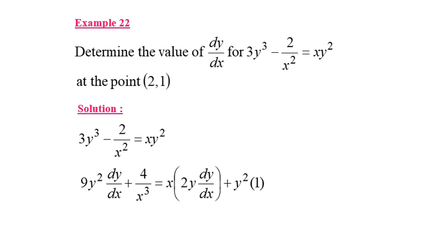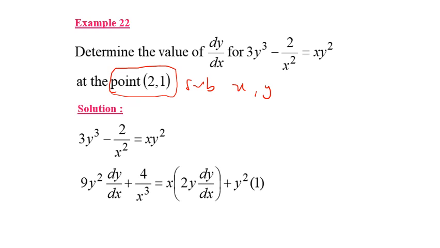Right, so now we move to example 22. Determine the value of dy dx for 3y to the power of 3 minus 2 over x squared equals xy squared at the point (2, 1). Right, so the difference in this question compared to the other questions is that we are given a certain point. So bear in mind, if you come across this kind of question, later on you have to sub in the values of x and y from the coordinate given. Okay, so that one will be later, but first we try to differentiate, right?